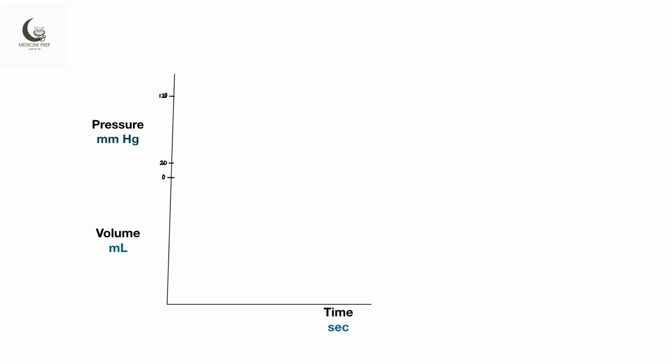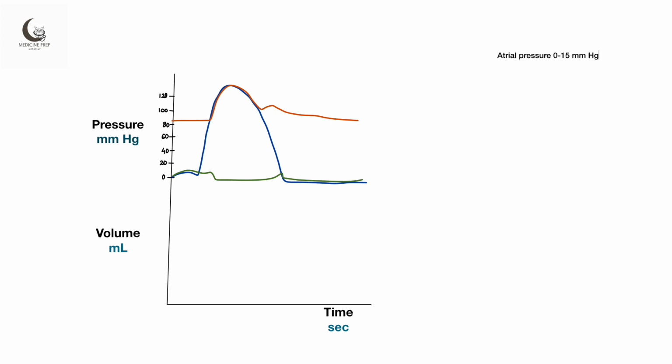Let us first address the pressure curves. So we have three lines here. We have the atrial pressure. The atrial pressure will usually range from 0 to 15 mmHg throughout the cardiac cycle, that you can see in this picture. And then we have the ventricular pressure, which ranges from 0 to 120 mmHg as seen in the blue curve. And the aortic pressure represented in red, which fluctuates between 80 to 120 mmHg.